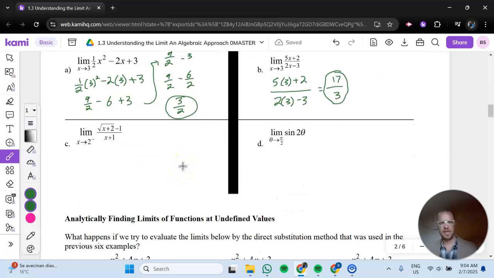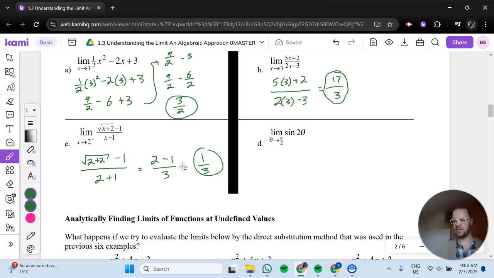All right, let's try these next two. So 2, that's not going to make this into anything that's 0. And this is going to be defined for anything where x is greater than -2, so we're also okay. Why? Because I can't take the square root of a negative number. So I'm going to go ahead and just plug that in. I'm going to get the square root of 2 plus 2 minus 1 over 2 plus 1. That's going to give me the square root of 4, which is 2, minus 1 over 3, which is really just 1/3.